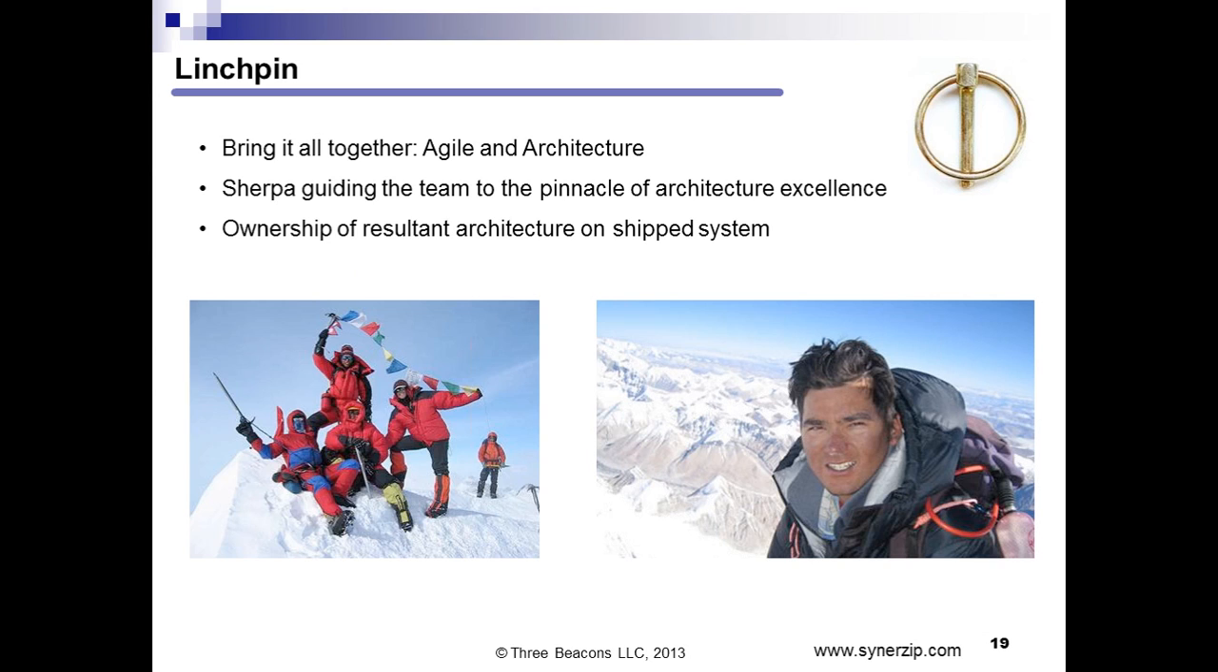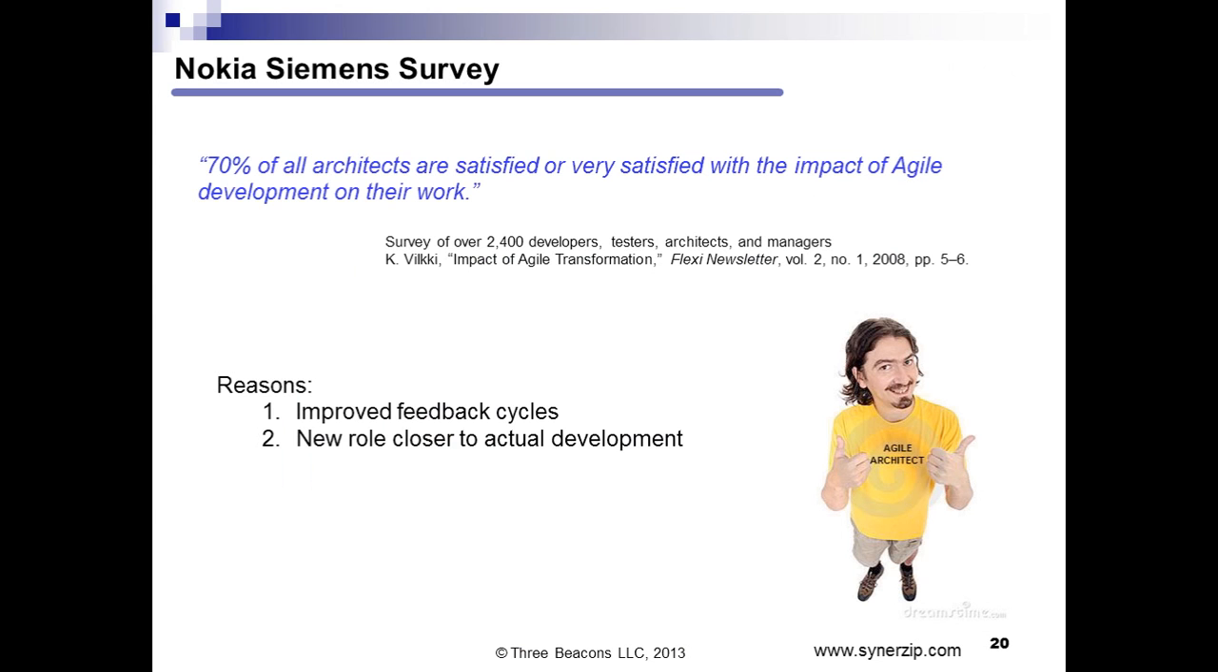Well, Nokia Siemens did a survey, I guess it was about 4 years ago, of over 2,400 software-related employees, and they found that 70% of all architects are satisfied or very satisfied with the impact of Agile development on their work. So if you are currently in a traditional environment, this is more proof that migrating to an Agile environment will not necessarily cause your architects to go crazy. We have evidence today that they will actually appreciate that change. And the reason is because Agile has continuous feedback, so you have these improved feedback cycles, and it's a new role closer to actual development.